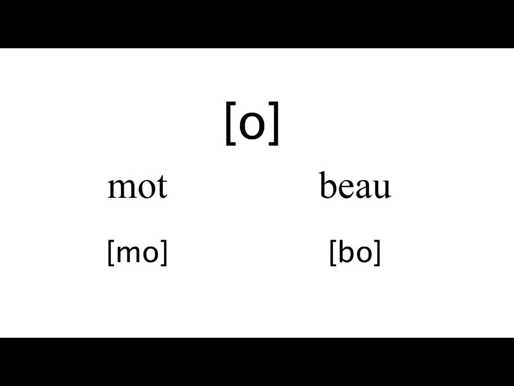The symbol for the closed O is a complete circle. It is found in English in many words not spelled with an O at all, such as the word all itself. In French, you find it in the word mot, meaning word, and also in endings EAU, such as beau.